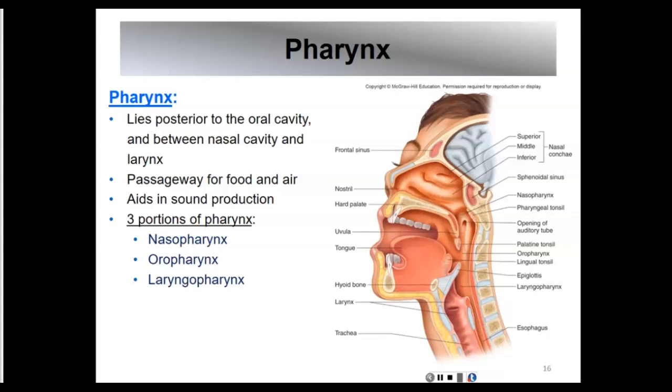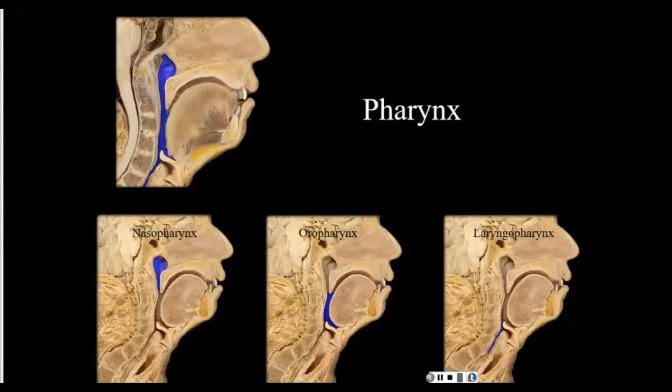The pharynx. Remember, pharynx is going to be that posterior region behind the mouth and the nasal cavity. This is a passageway for food and air, and it aids in sound production. There's 3 portions of the pharynx, which we've talked about before. We have the nasopharynx behind the nose, the oral pharynx behind the mouth, and the laryngopharynx by the larynx. Here it is outlined in blue. The pharynx is the whole thing up at the top, the nasopharynx up behind the nose, oral behind the mouth, and laryngeal behind the larynx.